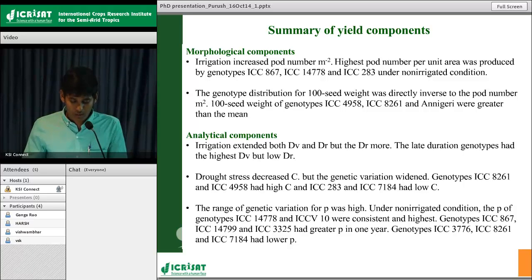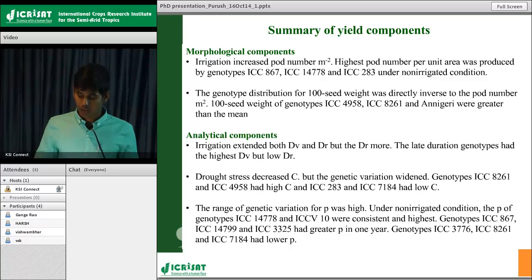When we come to analytical components, irrigation extended DV but not DR, but DR was extended in an extended manner. The late duration genotype had the highest DV but reduced DR.